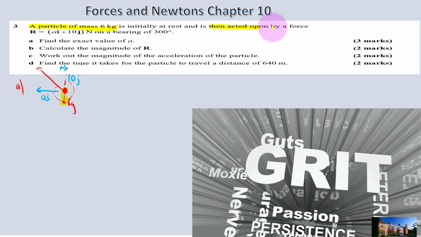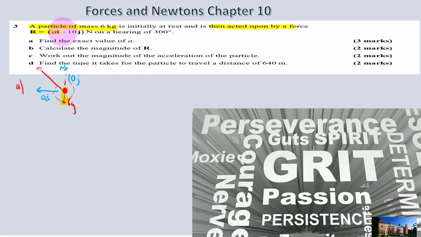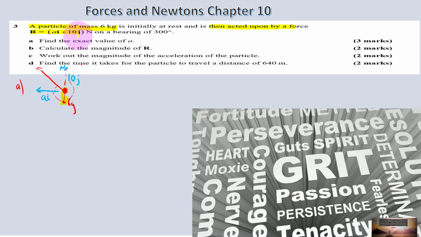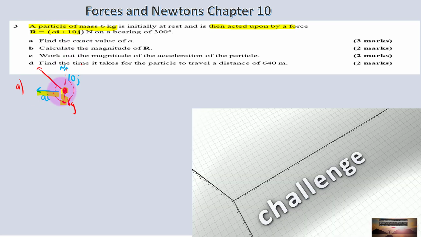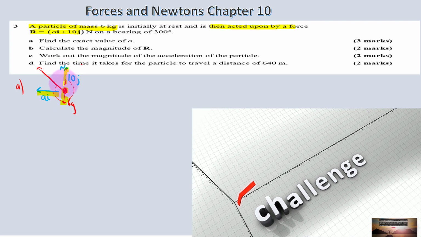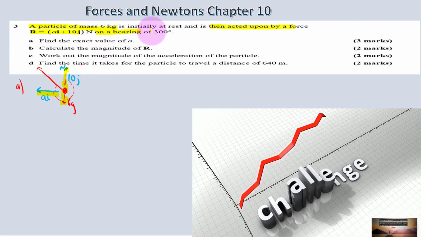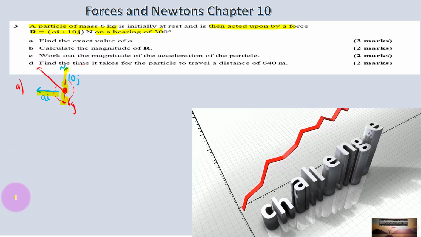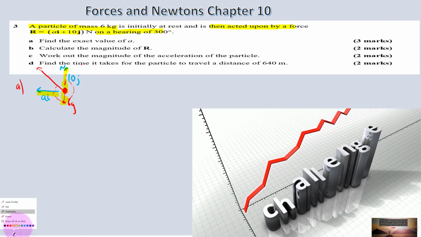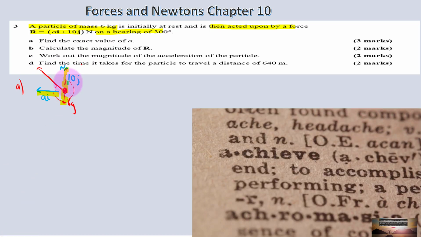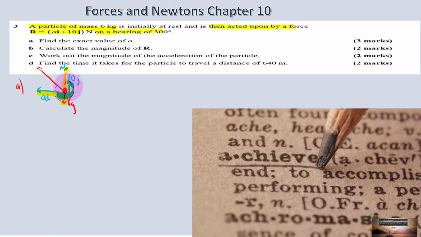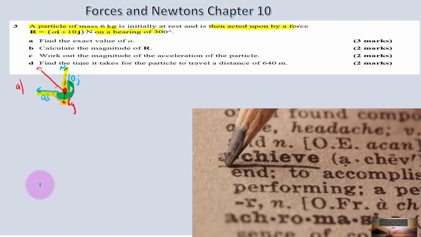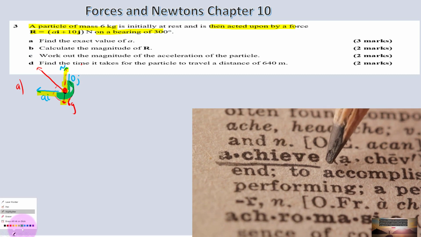And it's acted upon by a force R at ai plus 10j. So remember that's a vector. So that's the ai and 10j. Now why I know it's going in this way? Because it says it's acting on a bearing of 300. Okay? So to be clear, that's your 300 degrees here from north, and that's your force R.